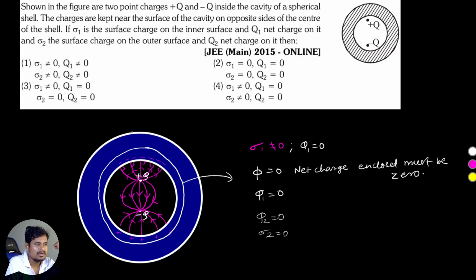Due to this configuration, there will not be any charge on the outer surface because the conductor is neutral and the inner surface of the conductor has zero charge. So if we search for the option according to our result, it is option third. So the correct option should be option third.